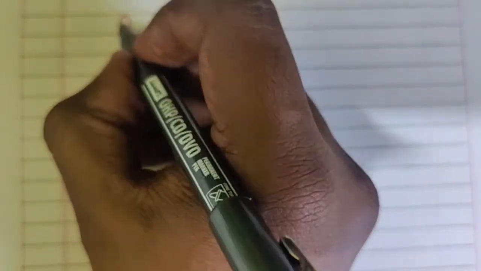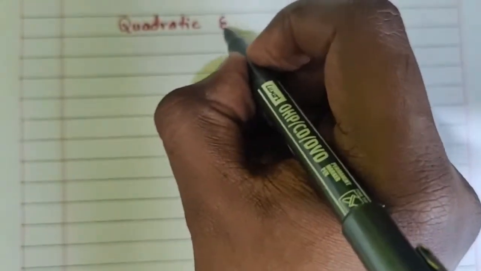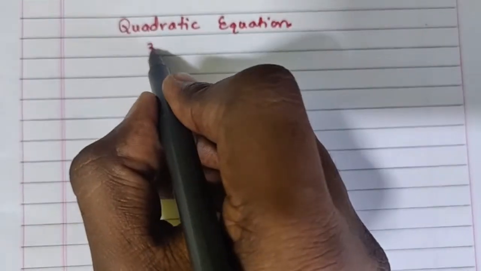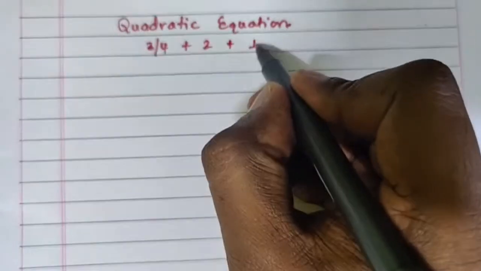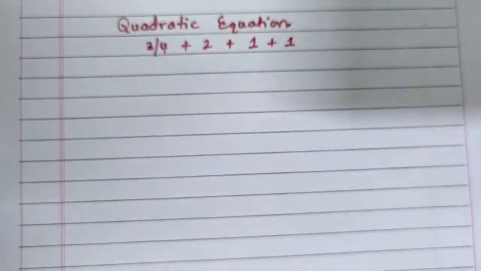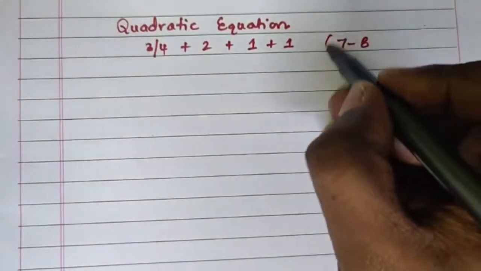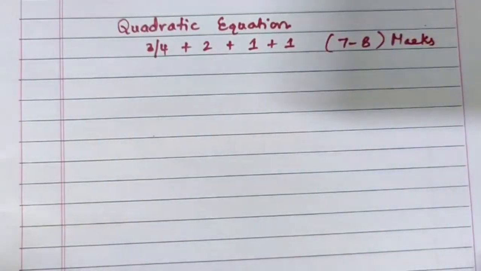Next chapter is quadratic equation. From the unit quadratic equation, you can expect a 3 or 4 mark question, a 2 mark question, plus 1 MCQ plus 1 short answer. How many marks? You can expect around 7 to 8 marks from the unit quadratic equation.